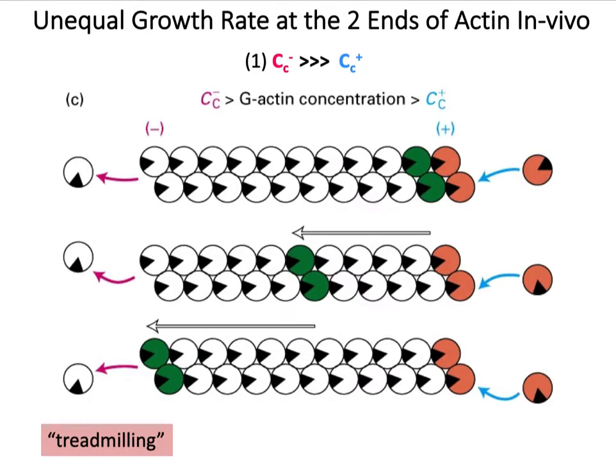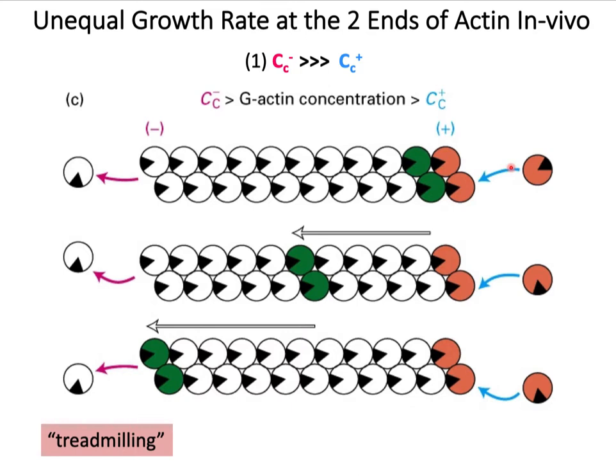So, I mentioned that there is unequal growth of the filament at the two ends of the actin. In vivo, the plus end is the fastest growing end, and the minus end is the slowest growing end. In vivo, what you usually see is an addition of monomers to the plus end and a loss of monomers at the minus end. This happens for two reasons in vivo. The first reason is that the critical concentration at the minus end is substantially higher than the critical concentration at the plus end.